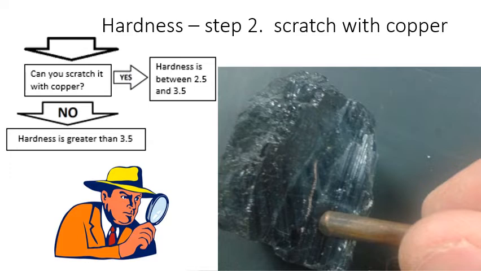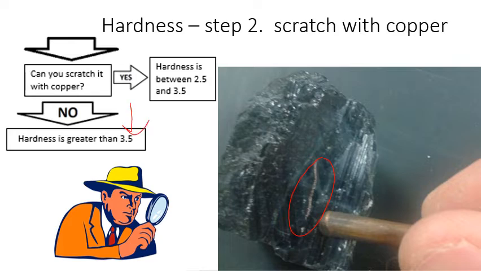Now we're going to go get a little piece of copper wire. I'm going to take the sharpened edge of the copper wire and we're going to try to scratch the mineral. You have to look at this carefully because, like in this case, we can see that the copper is actually rubbed off onto the mineral. That means the copper is softer than the mineral. So it didn't scratch it. That means the hardness is greater than 3.5 because the copper was harder.